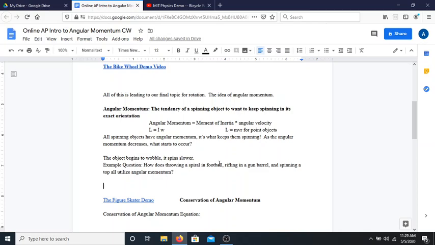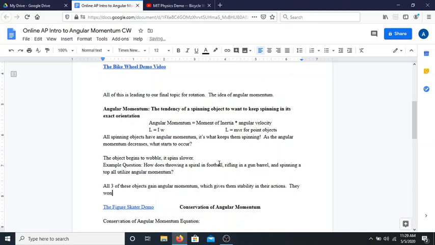Just like rifling in a gun barrel makes sure that the rifle bullet is now spinning, so it has much more stability in its flight. And when you spin a top, it makes sure that the top doesn't just topple over as soon as you put it on the ground. So in all cases, we can say all three of these objects gain angular momentum, which gives them stability in their actions. They won't wobble.